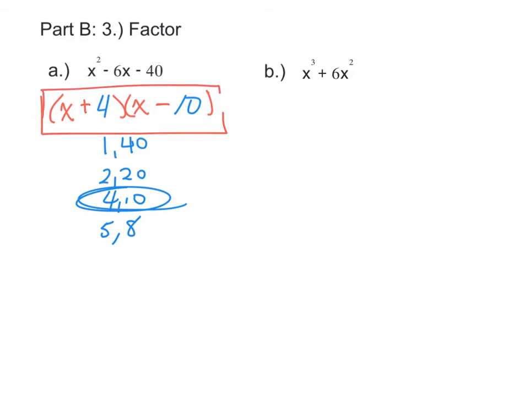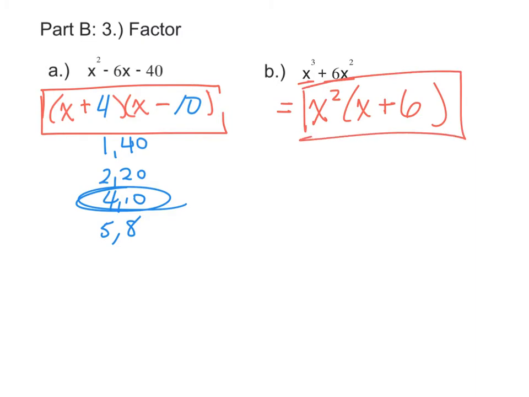In the next one, in part B, we don't have a quadratic. We only have two terms, and the biggest power is 3. So we look at each of the individual terms and we realize that both terms have x's in them, and in fact, the biggest power of x that we can factor out is going to be x squared. And if I take x squared out of x to the third, I'm left with x. And if I take x squared out of 6x squared, I'm left with just the plus 6. Nothing else I can do can factor this, so x squared times x plus 6 is the factored form.